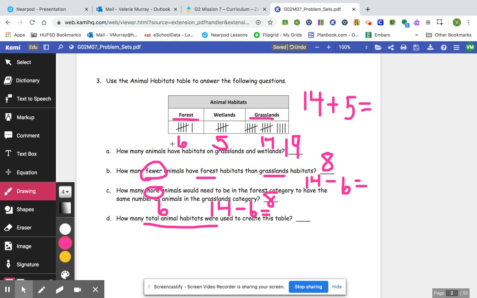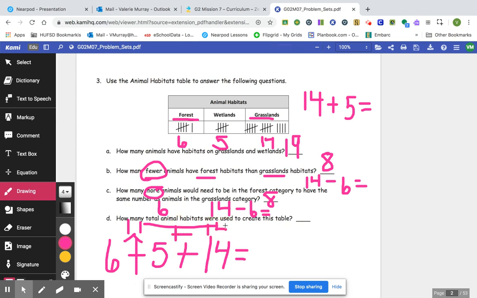And our last question says, what is the total number of animal habitats? So now we need to add up these numbers up here. So we need to do what is 6 plus 5 plus 14. This is a bonus one. So if you could get this one, you are doing a great job. So I'm just going to make it a little simpler. I know that 6 plus 5 equals 11. So now I can do what is 11 plus 14? Well, I know 10 plus 10 equals 20, and 1 plus 4 equals 5. So the answer is 25. So there are 25 animal habitats in all. So I write 25 here.